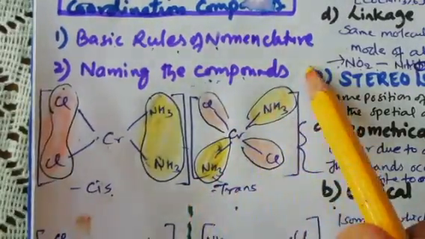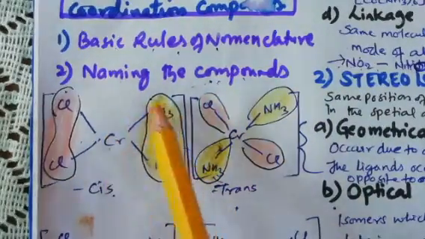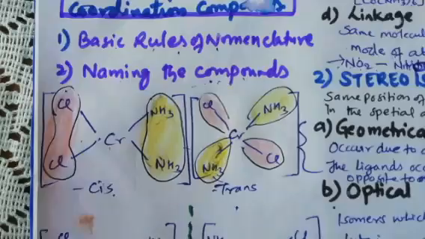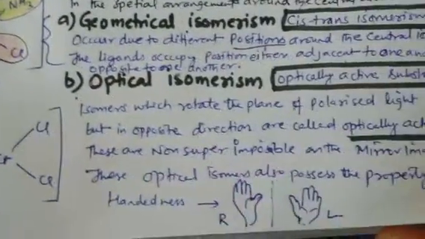So when this cross type of arrangement is there, it is trans. When there is a left and right type, that is cis. Hope you got it. You can take some other example also.